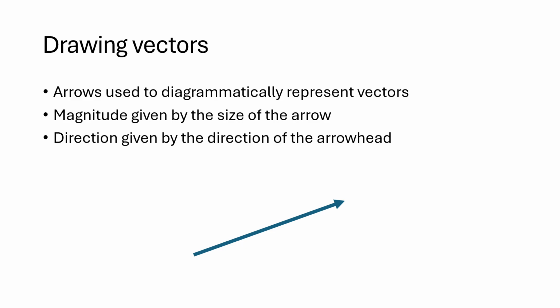Let's have a look at drawing vectors now. Arrows can be used to diagrammatically represent vectors. We can indicate their magnitude by the size of the arrow, and the direction by the direction of the arrowhead.